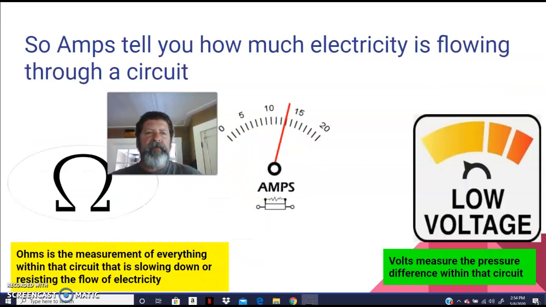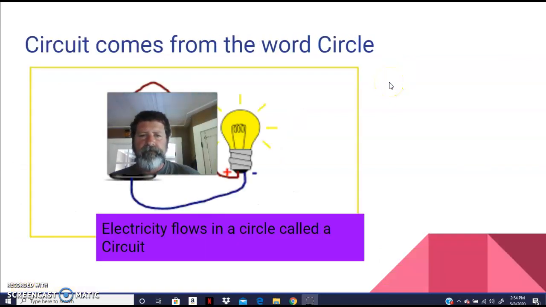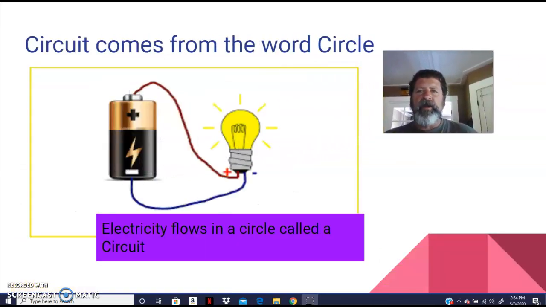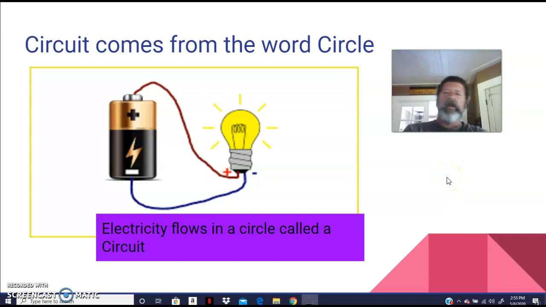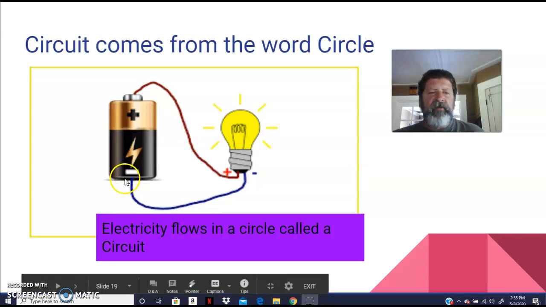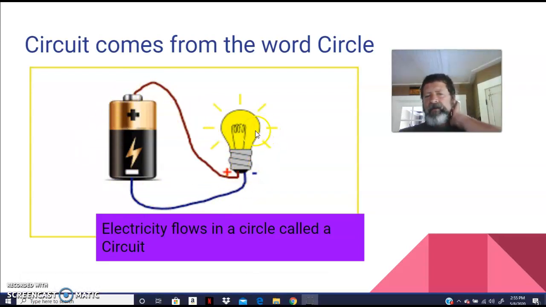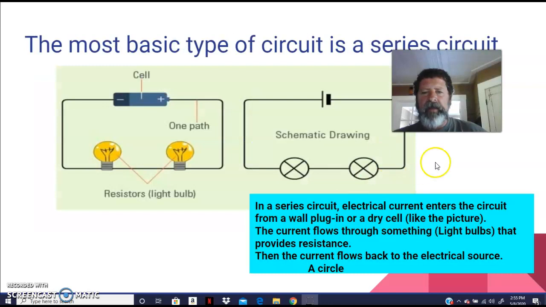Okay? So amps tells you how much electricity is flowing through a circuit. Ohms is the measure of everything within the circuit slowing it down or resisting the flow of electricity. And volts measures the pressure difference within a circuit. And that word circuit, I keep talking about circuit, it comes from the word circle. Okay, so electricity needs to flow in a circle called a circuit. So as you can see, electricity flows all the way back to its source, and that's going to make the filament in that light bulb heat up and light up.